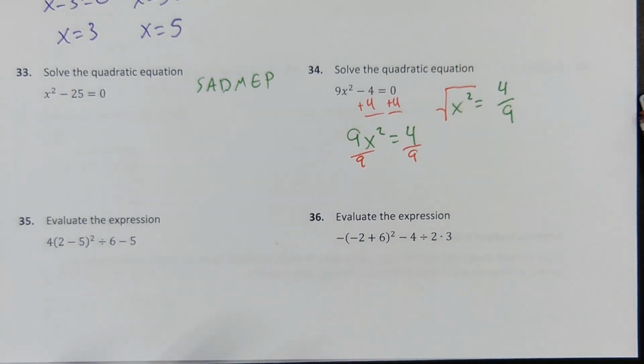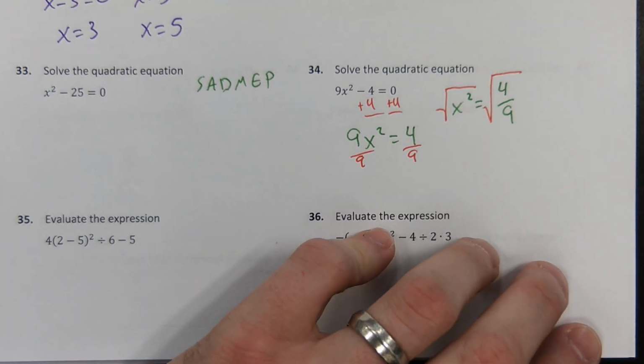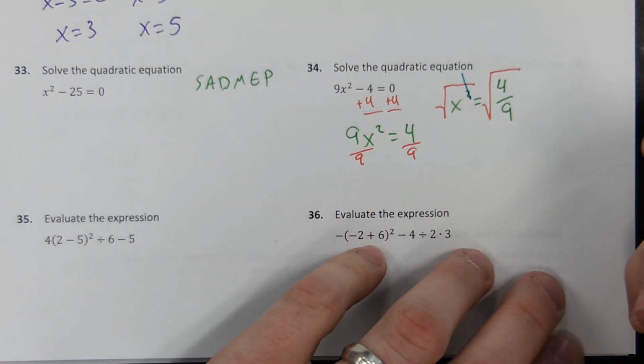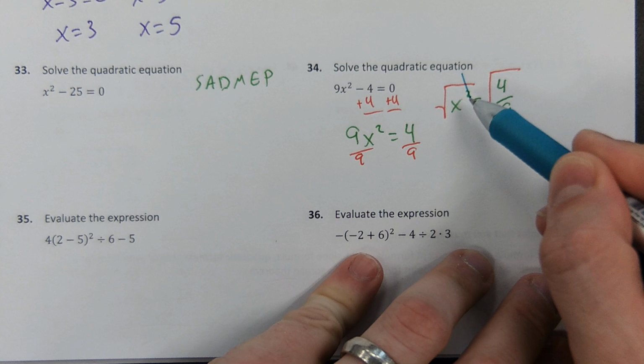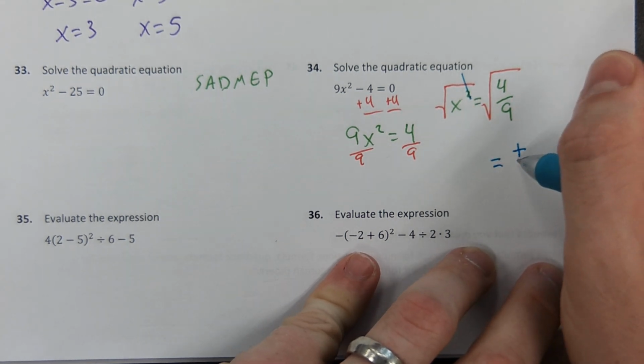Anyway, I was in the middle of taking the square root of both sides. On the left side, I have canceled a square with a square root. Anytime you cancel a square with a square root, it creates a plus or a minus.